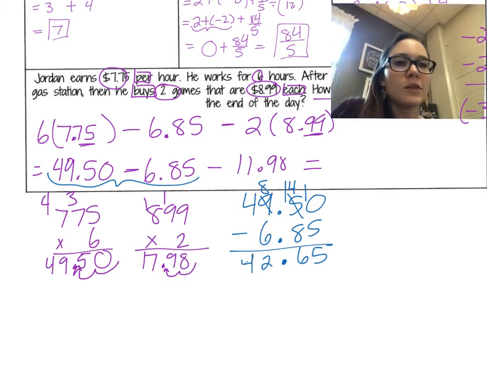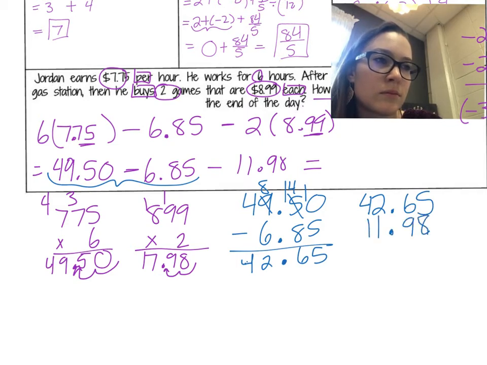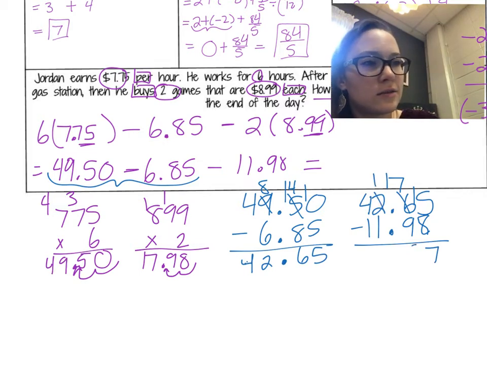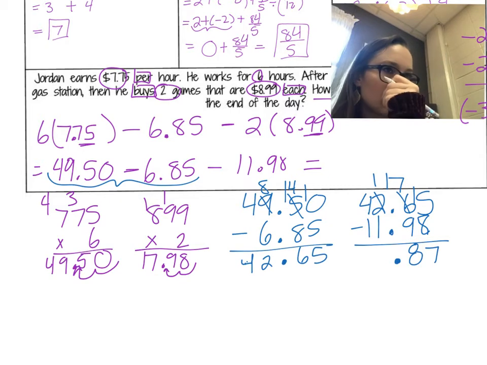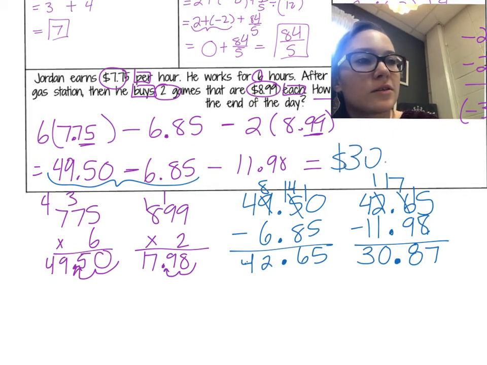There we go. So now we have to subtract another 17.98. Gotta borrow. 15 minus 8 is 7. 17 minus 9 is 8. Okay, the decimal point comes straight down. 1 minus 1 is 0. 4 minus 1 is 3. So he's left with $30.87.